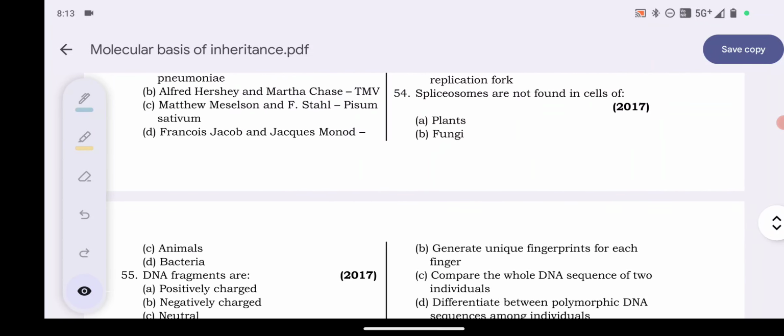Next, question number 54. Spliceosomes are not found in the cells of plant, fungus, animals, bacteria. So here the answer will be option D, bacteria, because spliceosomes are used in removal of introns during post-transcriptional processing of hnRNA in eukaryotes only, as split genes are absent in prokaryotes, so it is absent in bacteria.